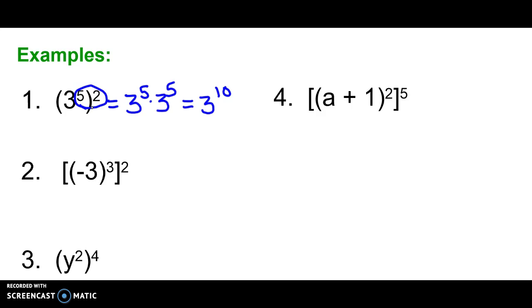Number 2, don't let the brackets fool you. The -3 is in parentheses so that you know that you're taking -3 to the 3rd power, which is -3 times -3 times -3. So that's my base, -3. And I'm cubing it and then squaring it. So it would be -3 to the 3 times 2, which is 6. Same with number 3 using a variable. I have y squared raised to the 4th power. This is the same thing as taking y squared 4 times.